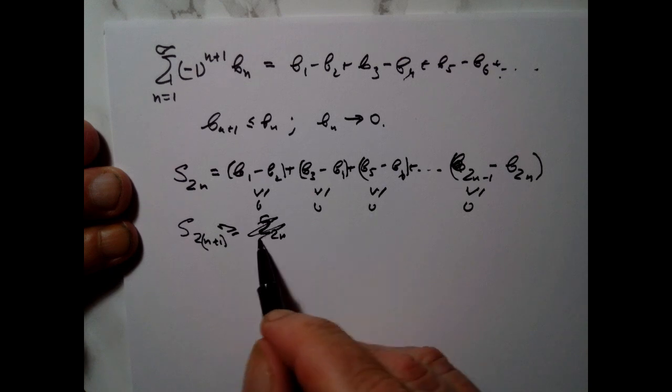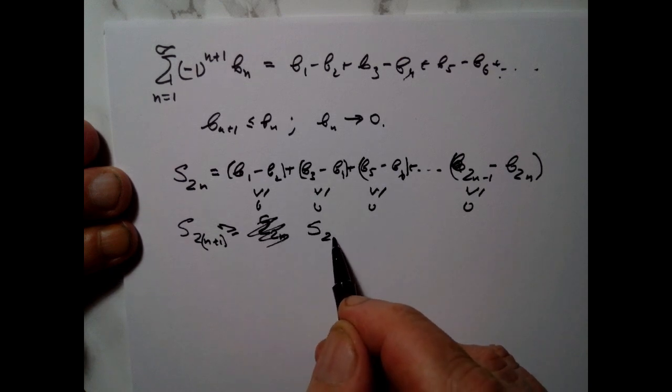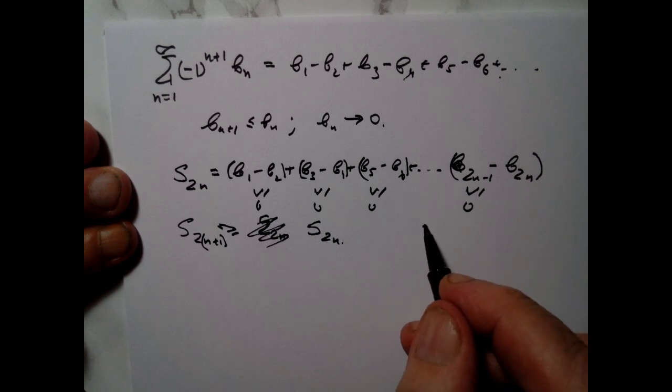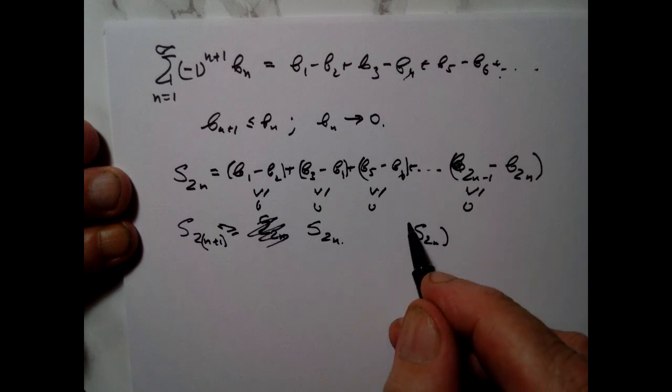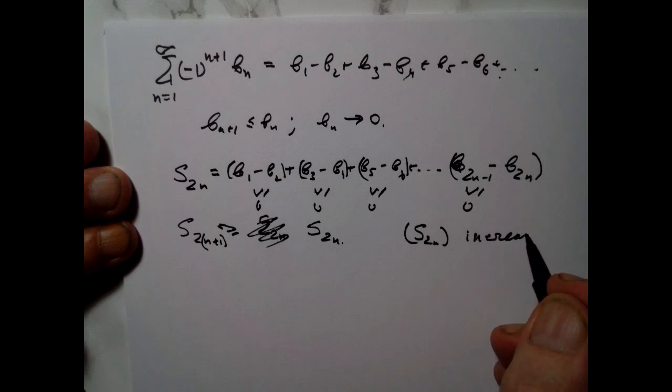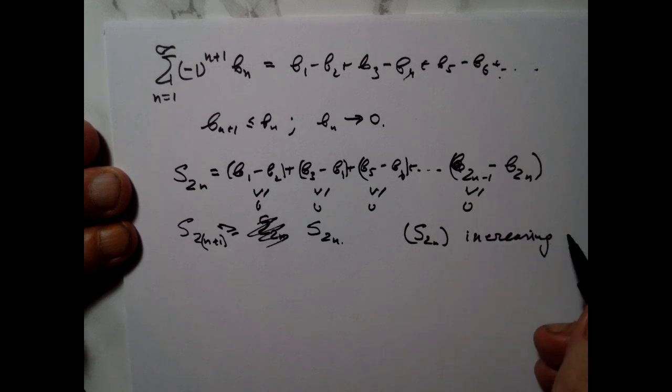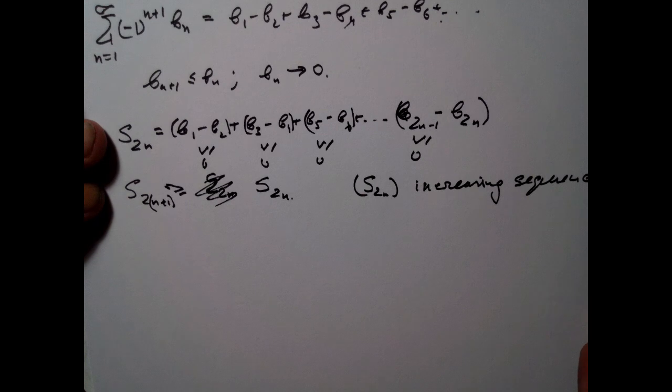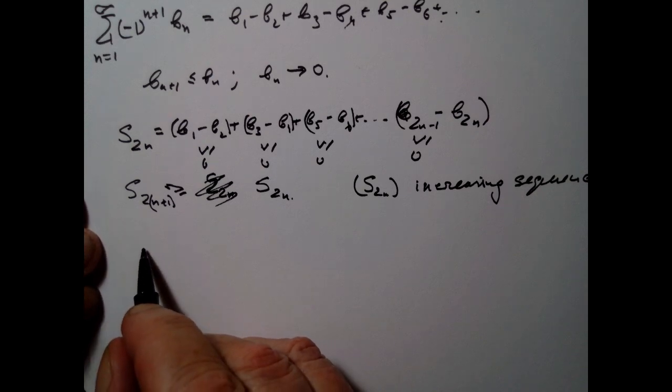Let me do it again. If I look at the sequence S2n, this is an increasing sequence. And in order for me to prove that this increasing sequence converges, I want to prove that it's bounded. So let me look at this sequence one more time.